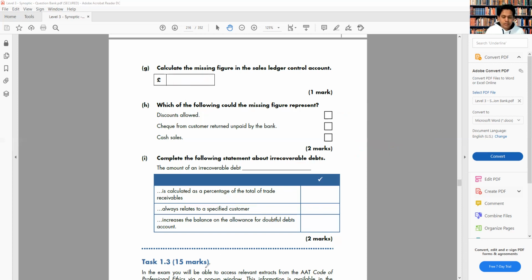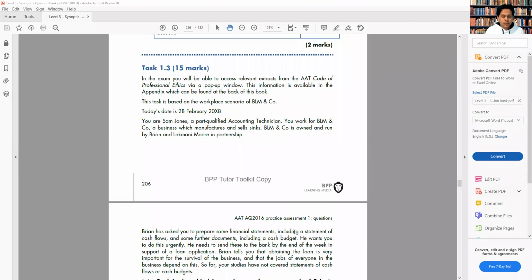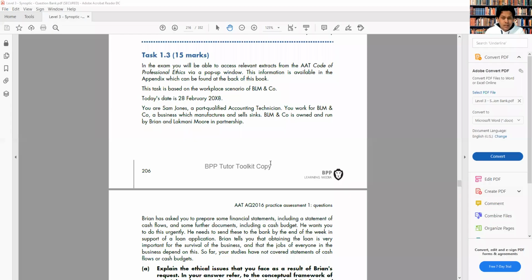All right, let's move on to the next one. Task 1.3. Let's have a look at what we have here. This question could be tricky in the exam because you have to write a reply to an email, like a letter, like a memo. So make sure you understand this question very well. This question is saying today's date is 28th of February 2008. You are Sam Jones, a part qualified accounting technician. You work for BLM and Co, a business which manufactures and sells zinc. BLM and Co is owned and run by Brian and Lakmani, more in the partnership.